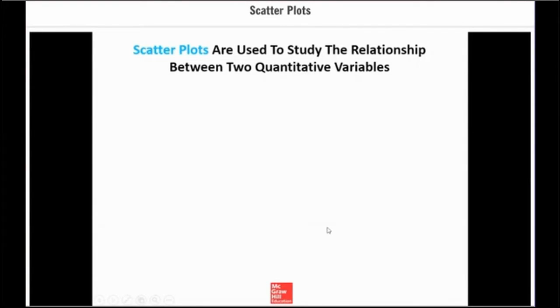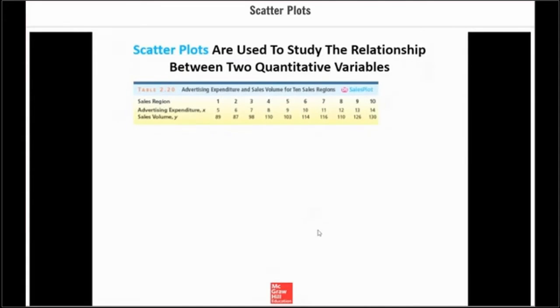Finding relationships between variables is a very powerful and very useful technique. We start that off by doing scatter plots to study the relationship between two quantitative variables. So here I have advertising expenditure in 10 sales regions and the associated sales volume in those 10 sales regions, and I wonder if there's a relationship.